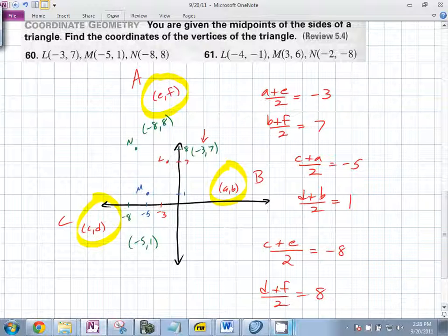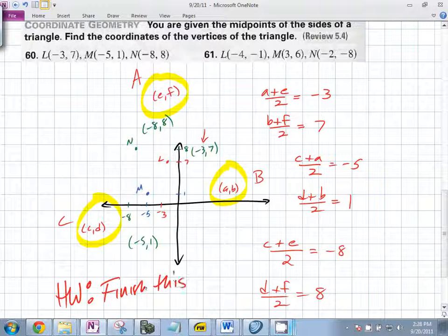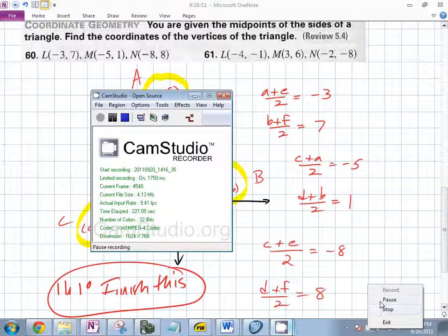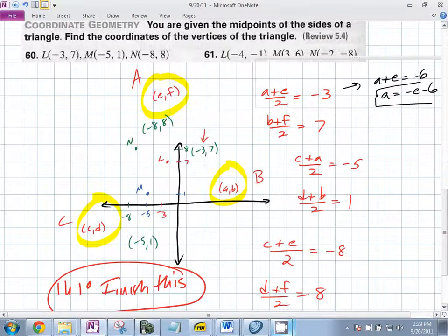So first part of your homework, finish this. Is there a place where you could plug that maybe to be helpful? C plus E over 2 equals -8.